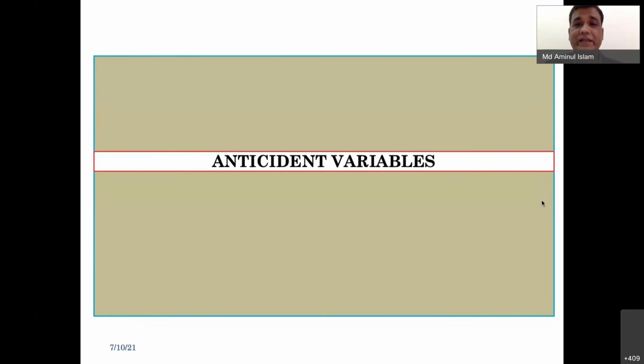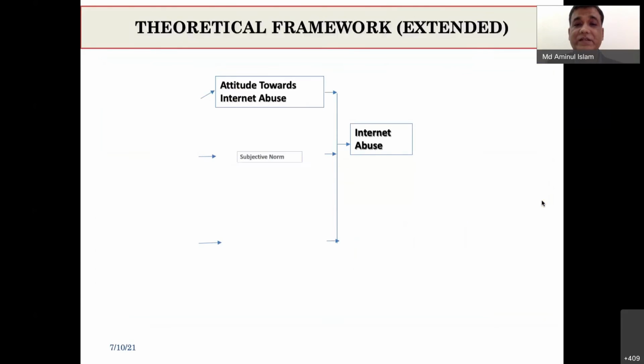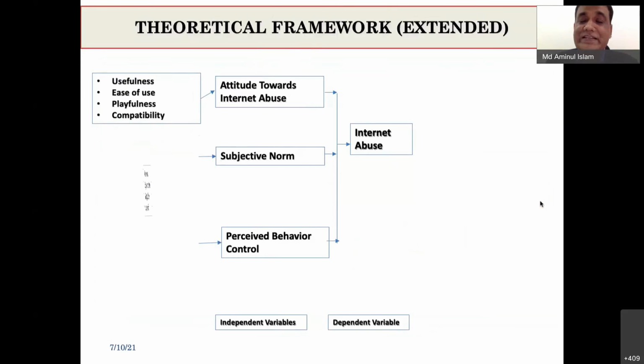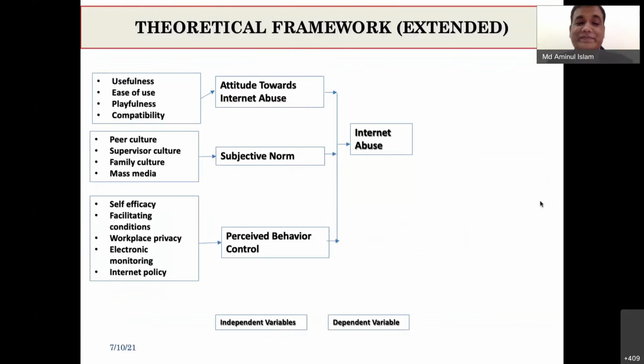Now, what is an antecedent variable? This is the framework you had earlier, right? I've shown you this before. But you can have even an antecedent variable before. This is a real PhD thesis. So these are the antecedents to each independent variable.